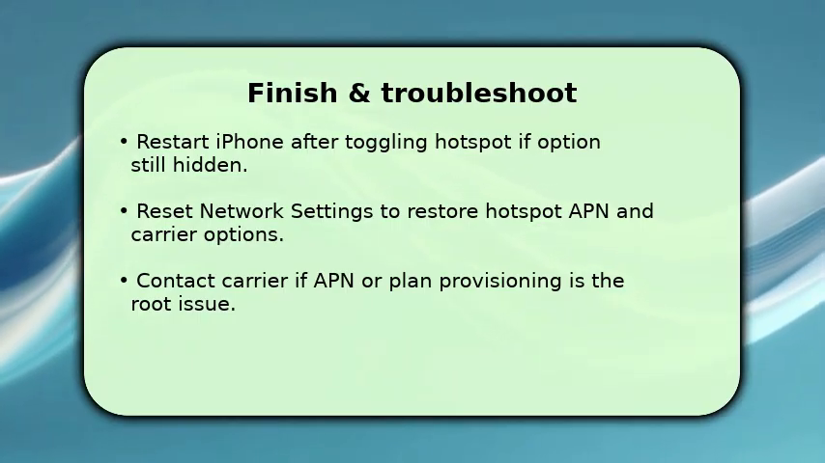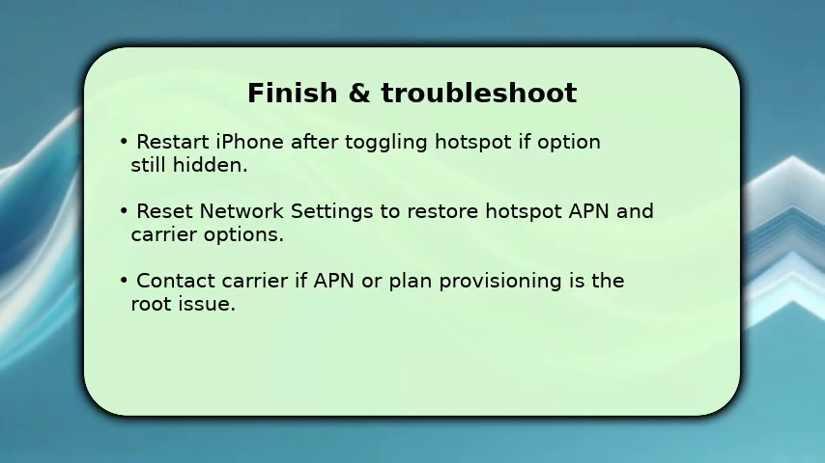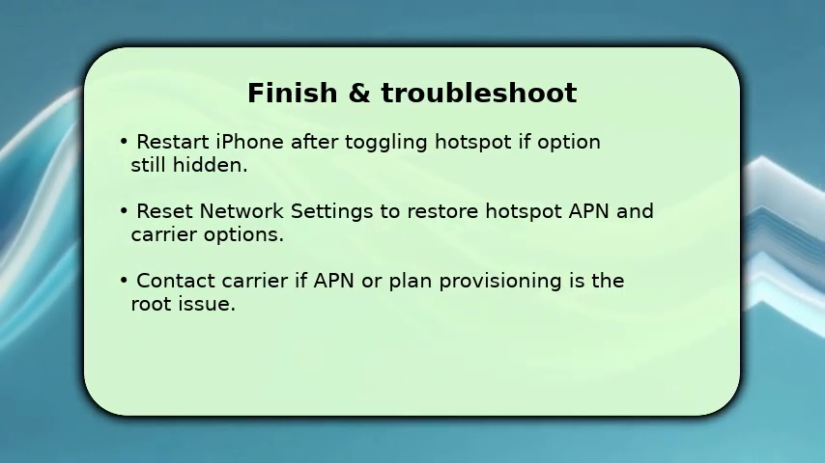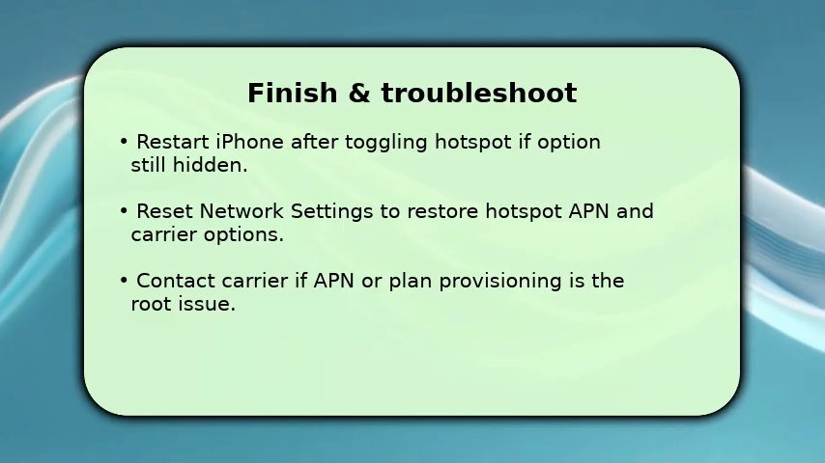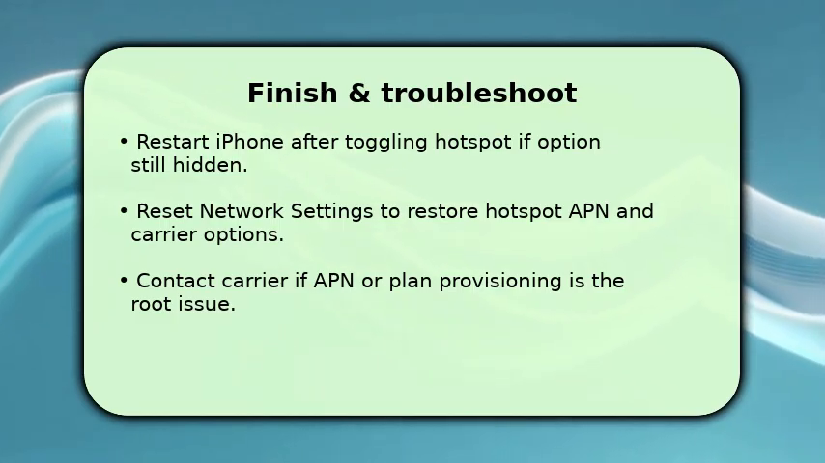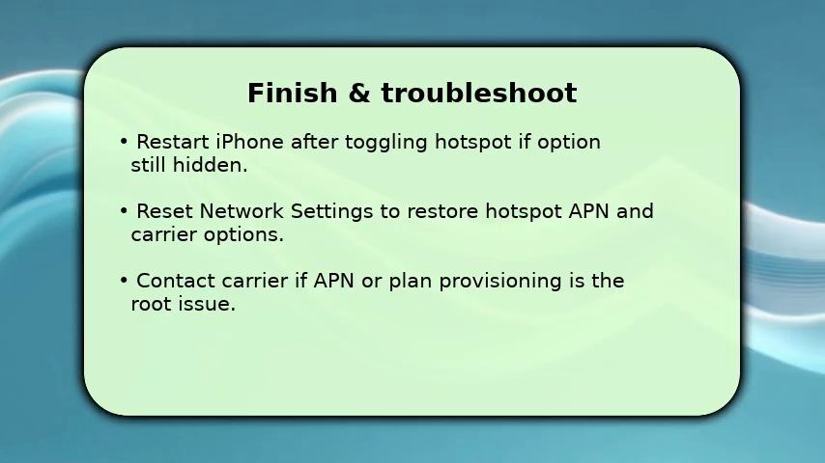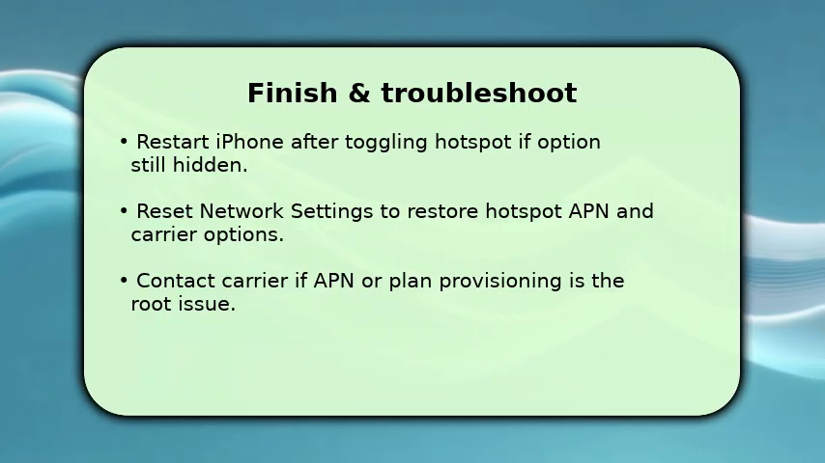If it still doesn't show, reset network settings, in Settings, General, Transfer or Reset, then Reset Network Settings, which clears APN and forces carrier provisioning to reapply. Once done, re-enter Wi-Fi passwords and check Personal Hotspot again.